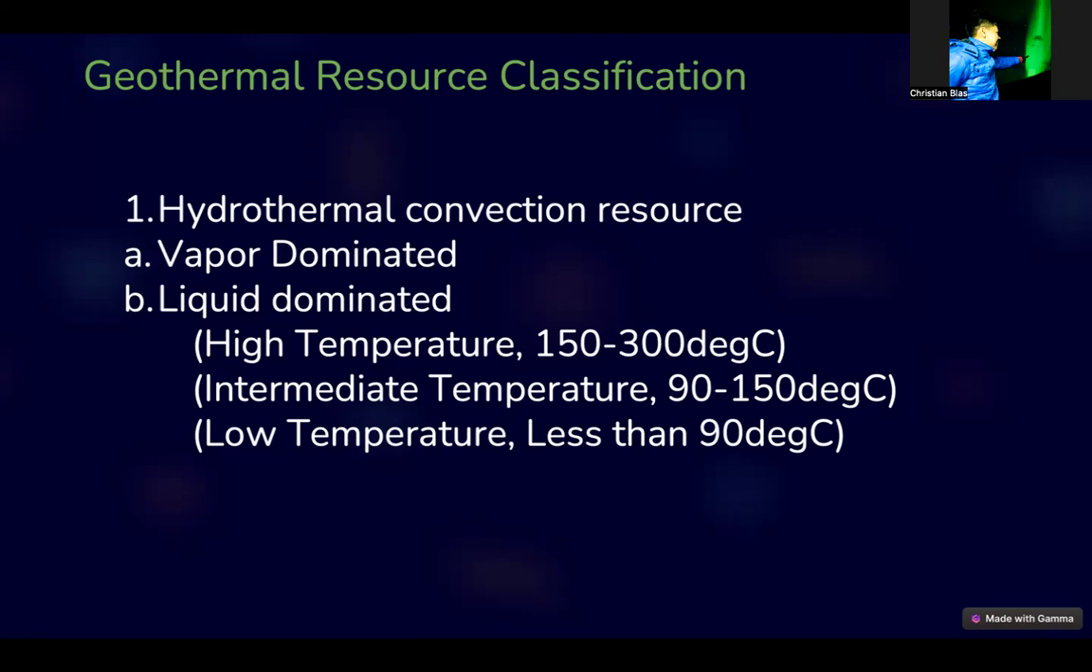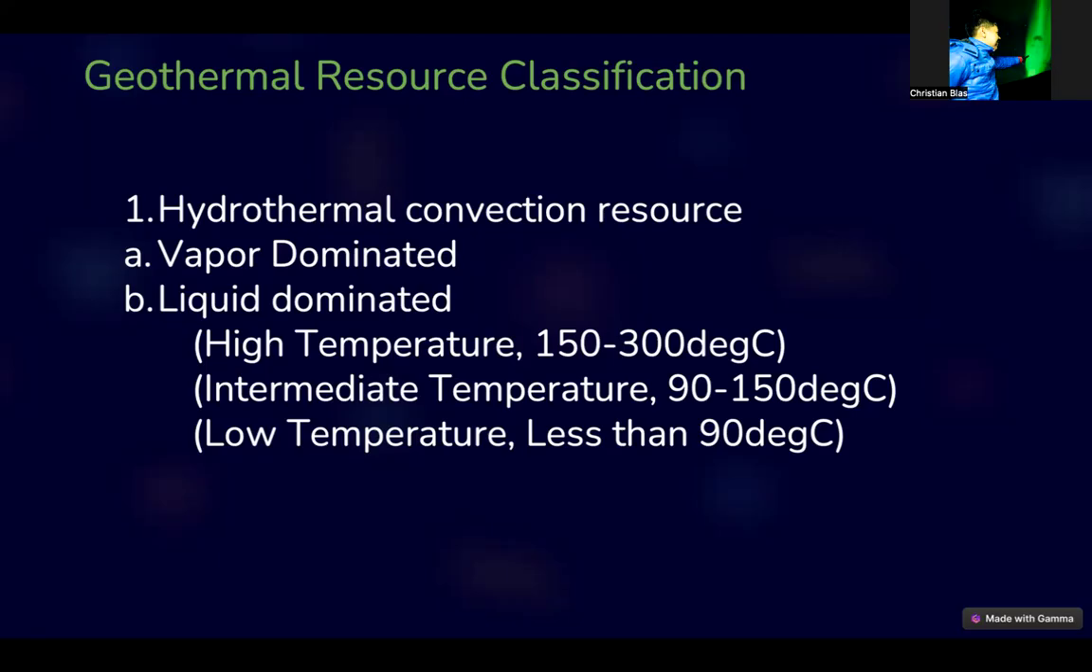For the hydrothermal convection, these are underground reservoirs formed as the Earth's heat moves toward the surface by convective circulation of water, either the liquid dominated resources, or the steam, which is the vapor dominated resources. For the vapor dominated, the temperature is about 240 degrees Celsius, while the liquid dominated is subdivided into three classes.